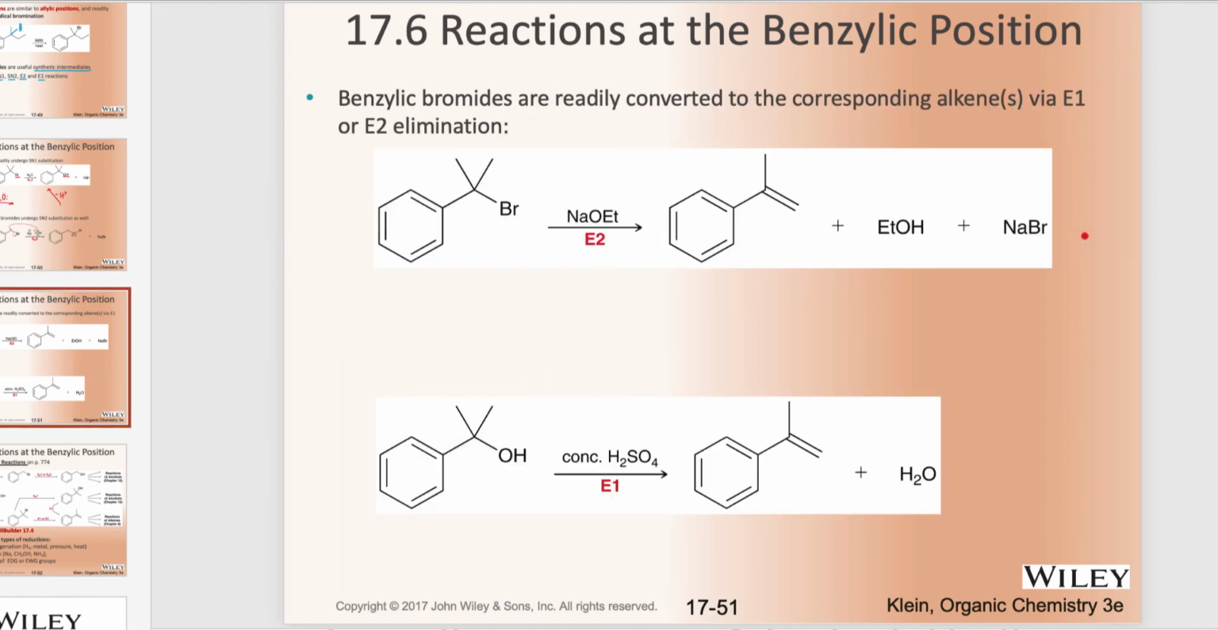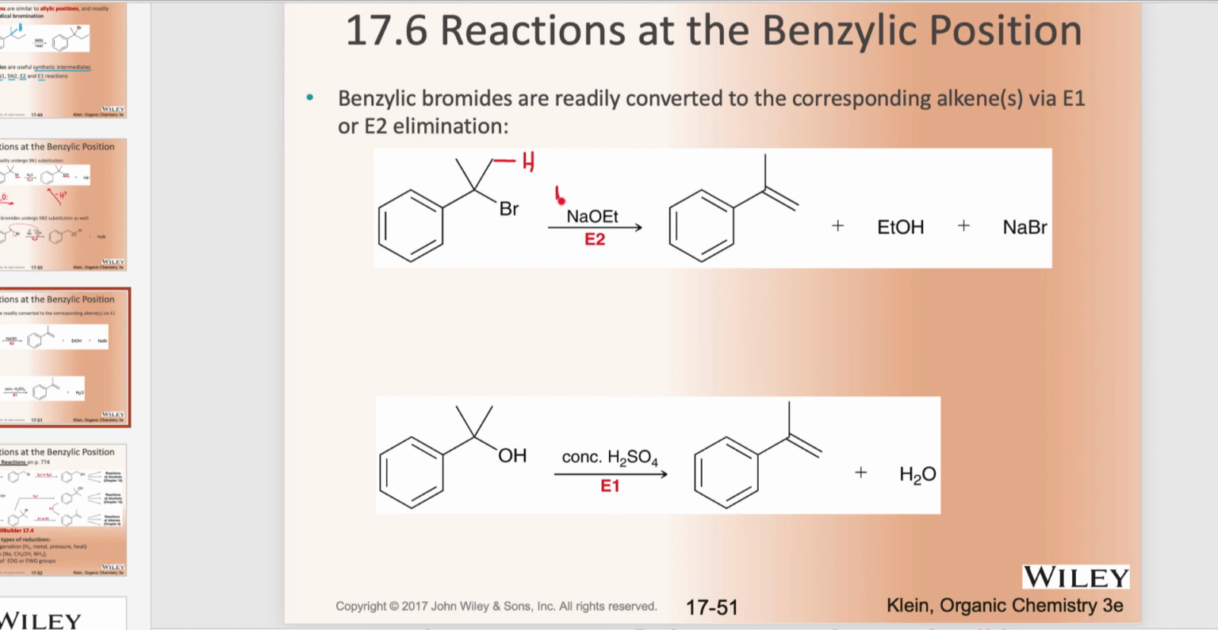Here we have a couple more examples. Benzylic bromides can be converted into alkenes by using an elimination reaction. You learn about E2 and E1. E2 happens when we have a non-bulky base that will pick up a proton on the carbon over. This is the carbon bearing the bromide. We move one over. These two are equivalent. I chose to draw this because I have space here.